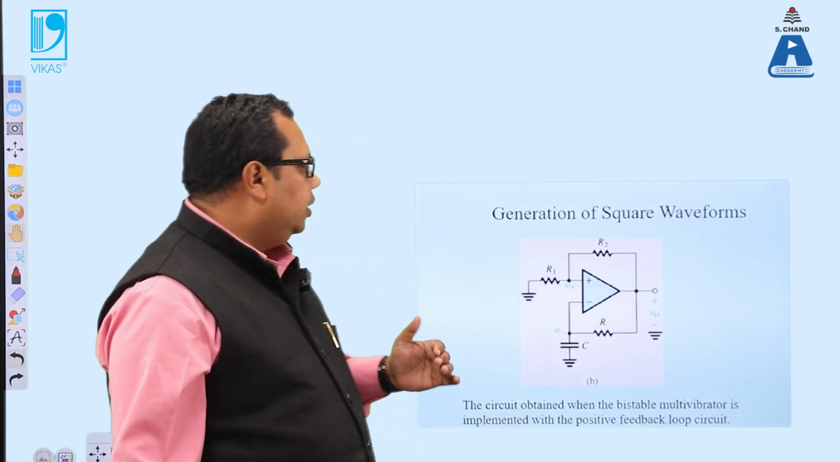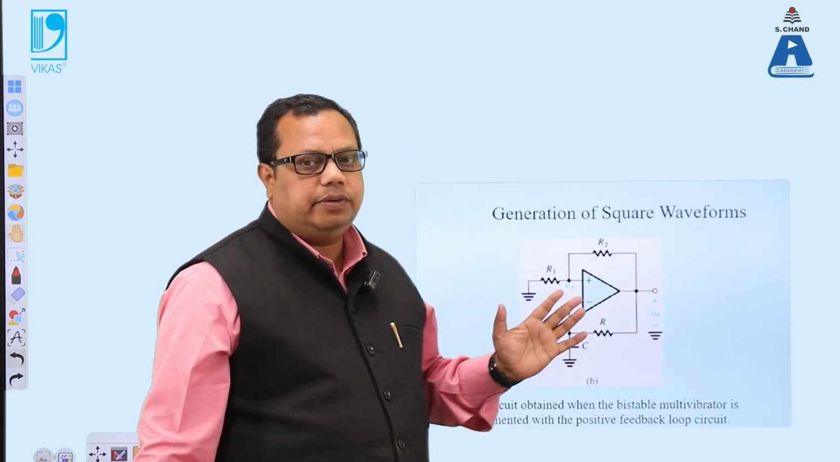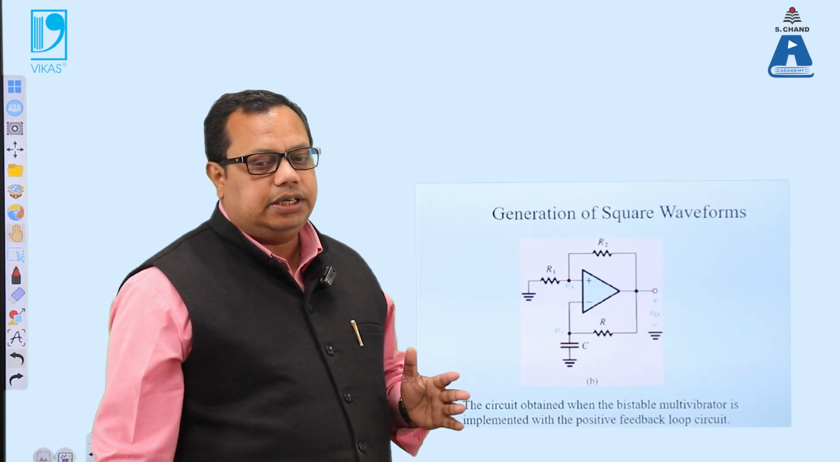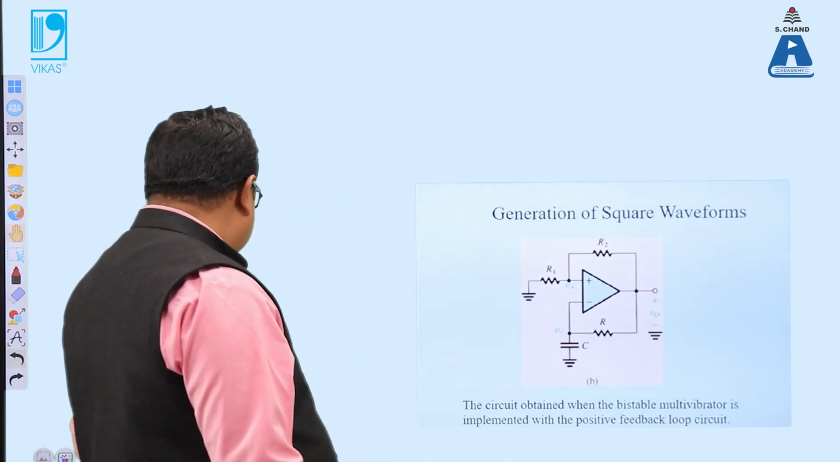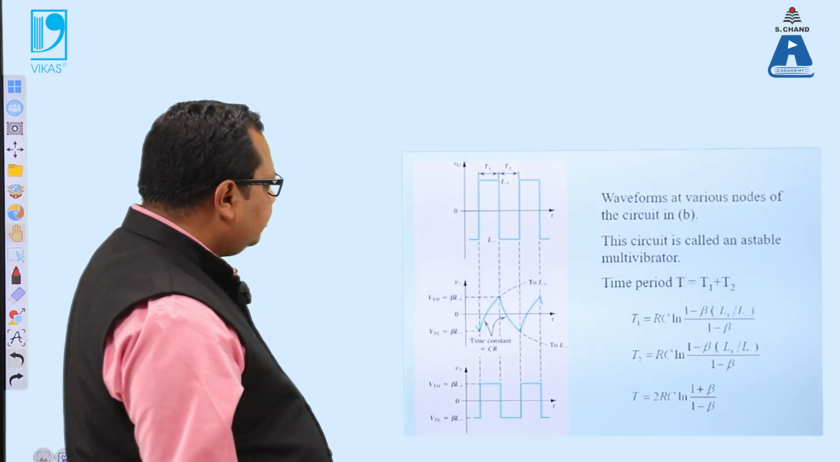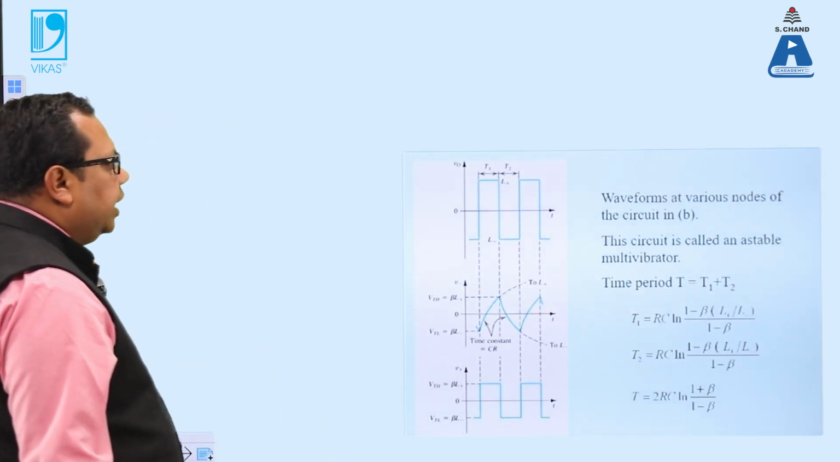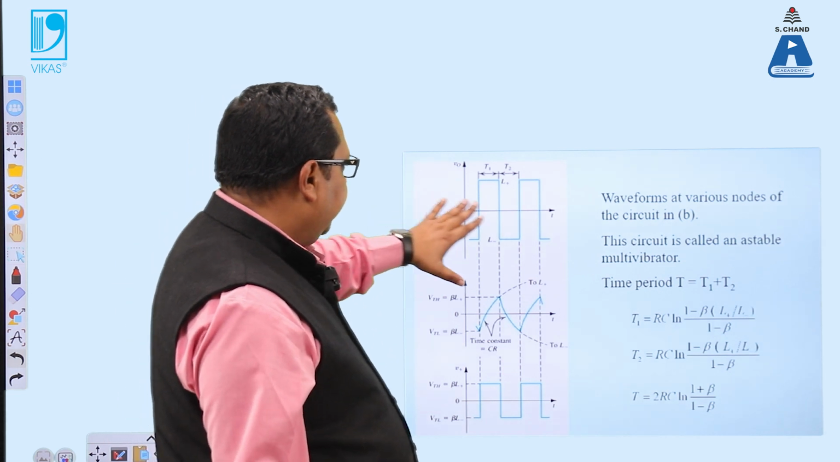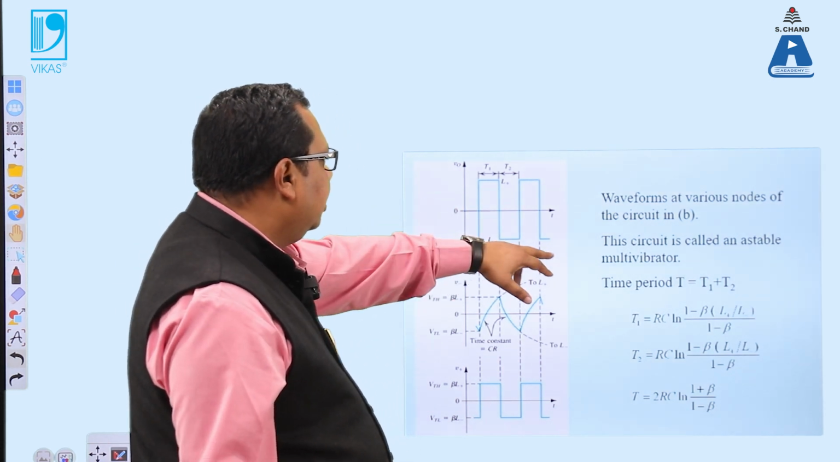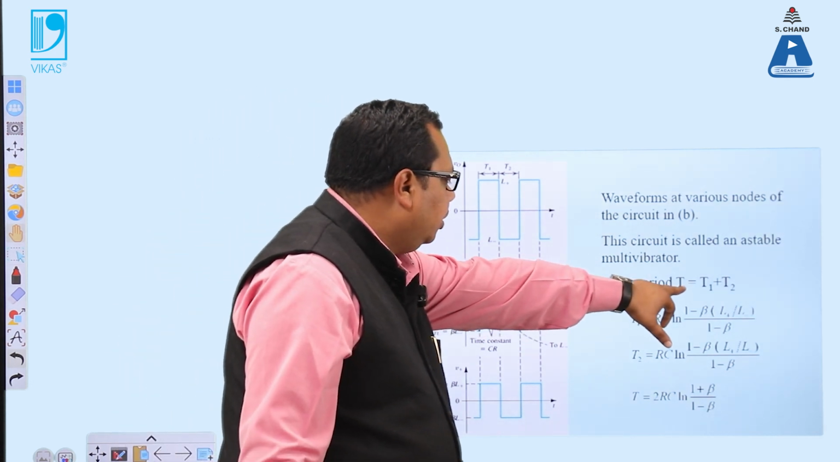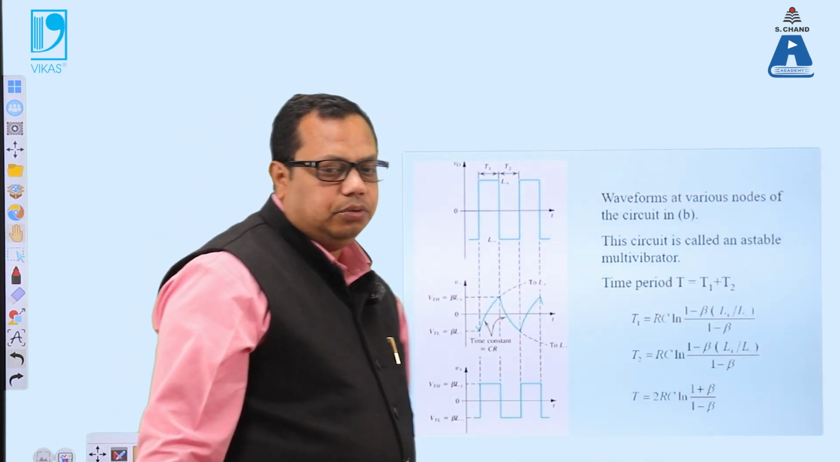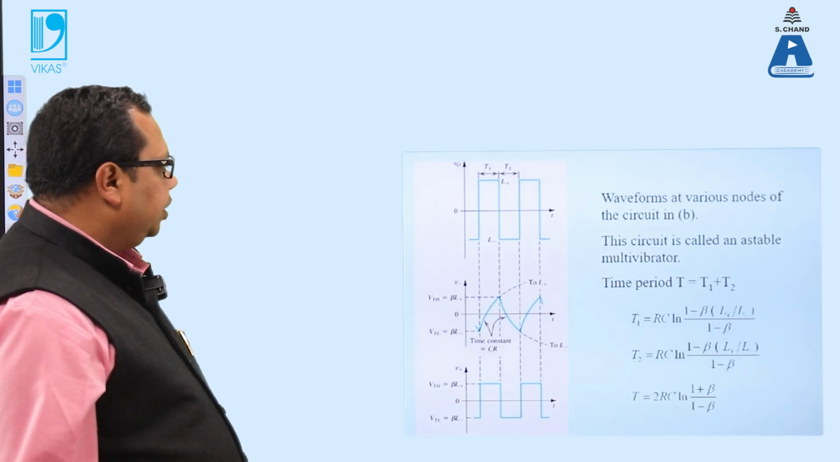So when it is connected with this RC circuit, it has the ability to give a digital signal. Whatever signal we give in the input, either a sine signal or whatever, the output will give a digital signal. Now we can calculate the waveforms at the various nodes of the circuit. The circuit is an astable multi-vibrator. The total time is T, which is T1 plus T2.